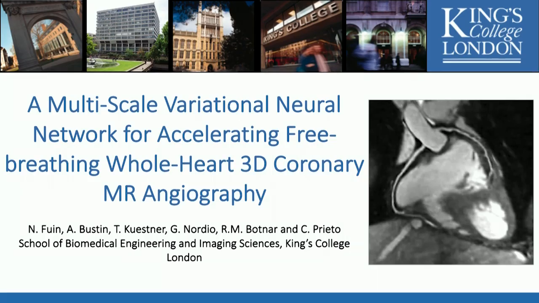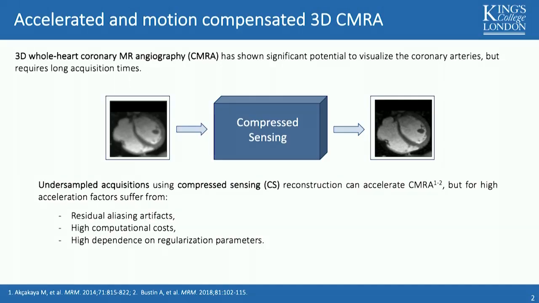So, to start with, 3D whole-heart MR angiography has shown significant potential to visualize the coronary arteries, but it still requires a long acquisition time to obtain highly resolved isotropic images. Undersampled acquisition, using compressed sensing reconstruction, can accelerate CMRA, but for high acceleration factors it suffers from residual aliasing artifacts, high computational cost, and high dependence on regularization parameters.